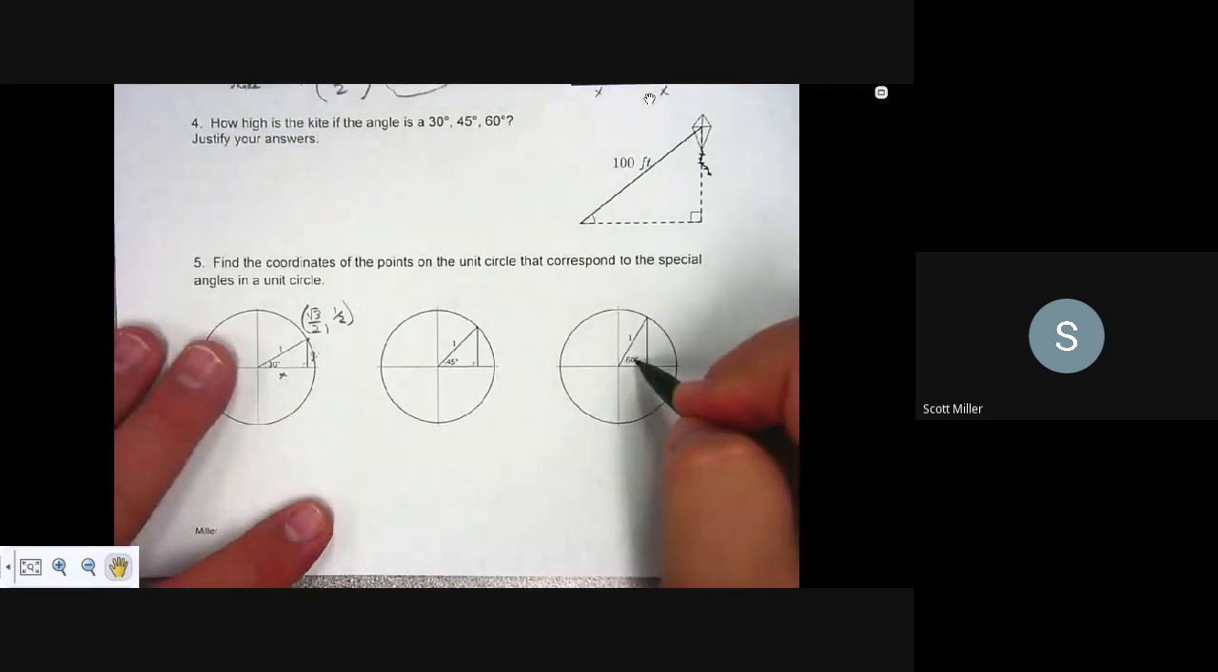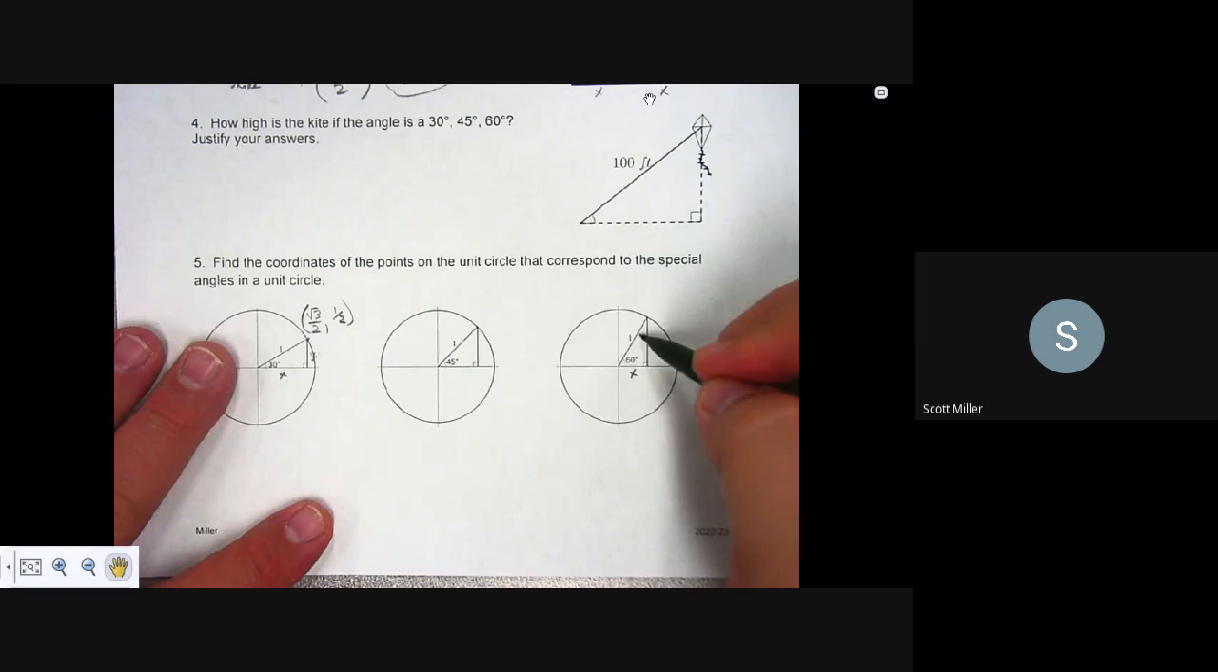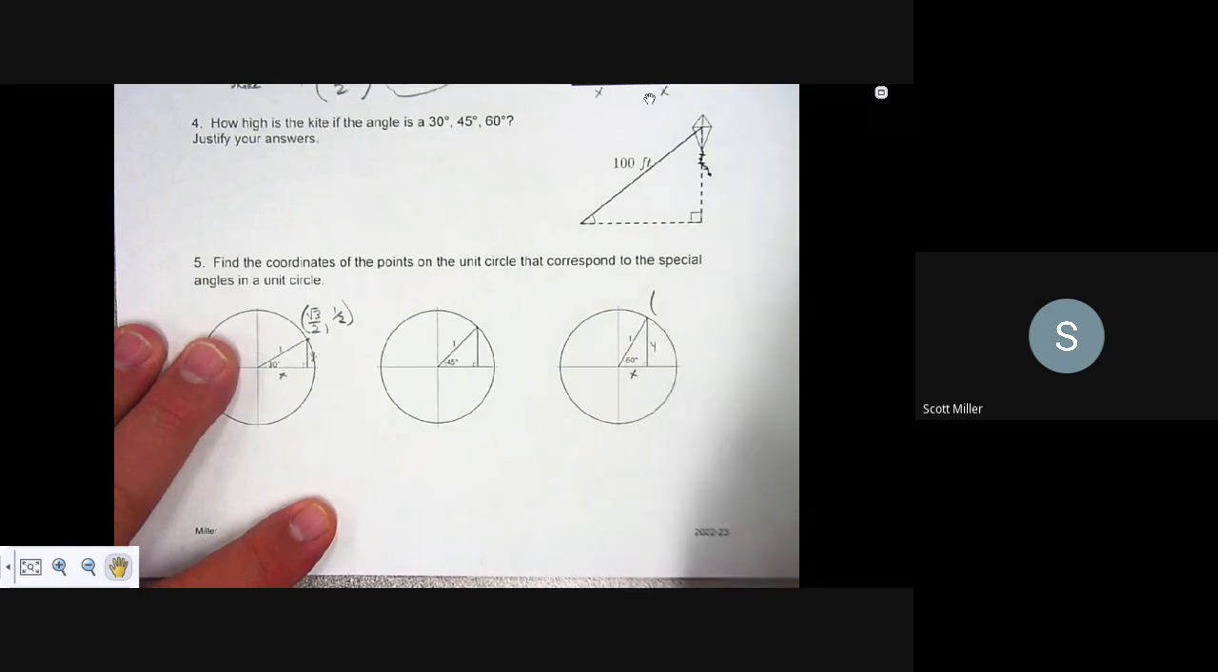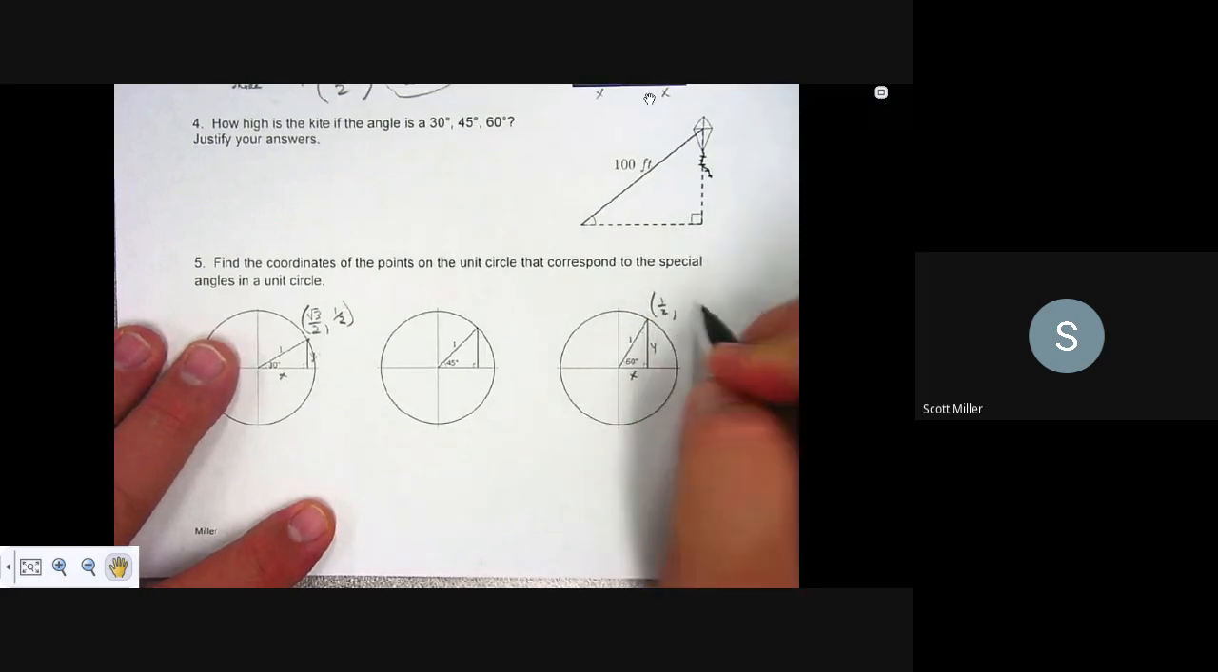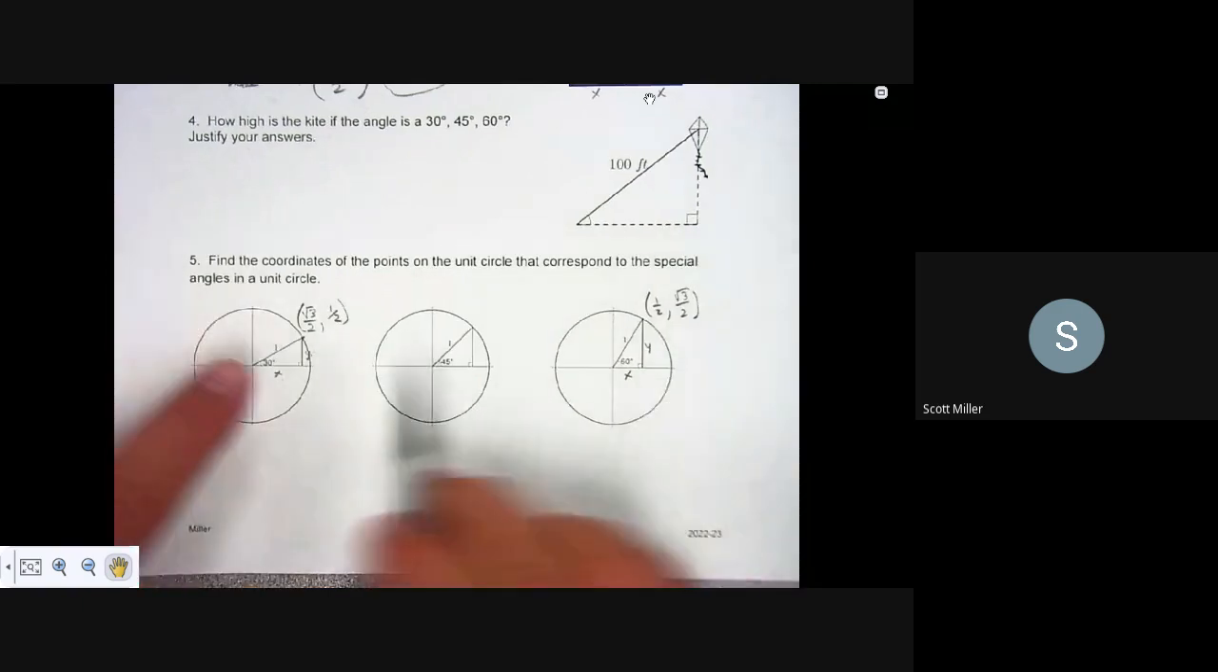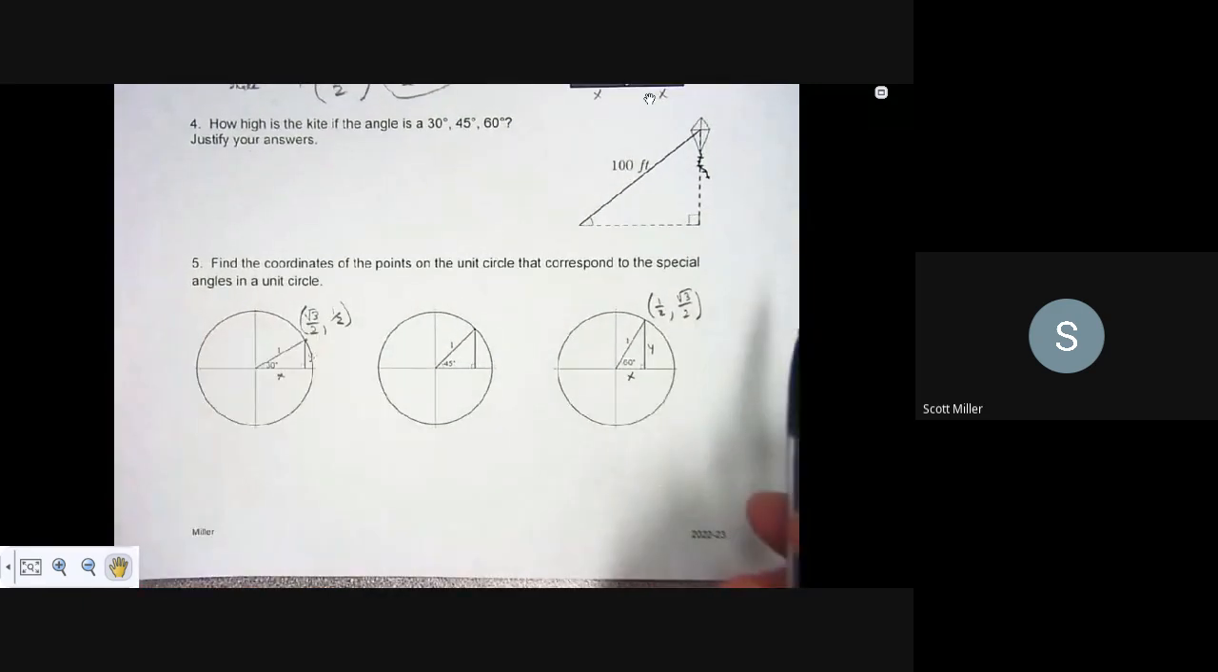You can do the 60 degree over here the same kind of way. The only thing that's different over here is that the 30 degrees is now opposite the x. So that means now x is the 1/2, and y would be the square root of 3 over 2. So that's what happens in here. These things just change places.